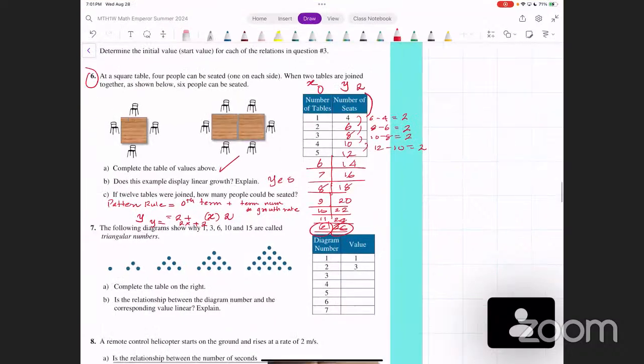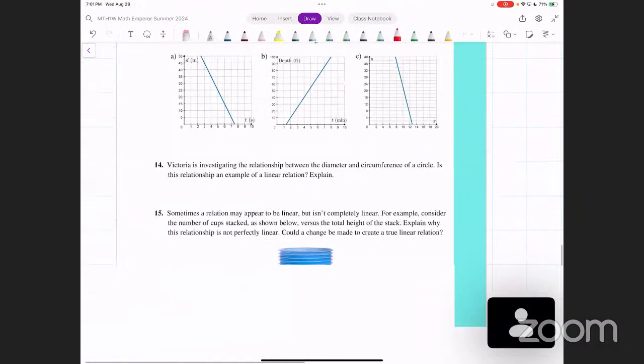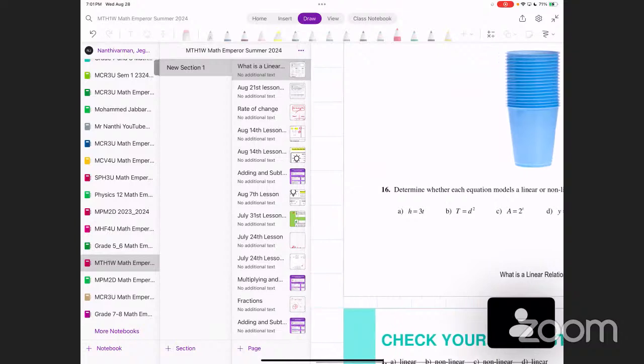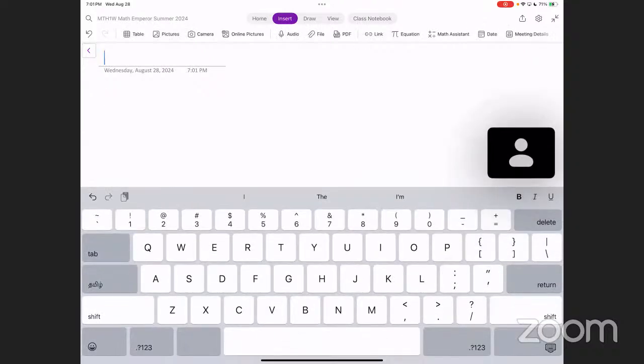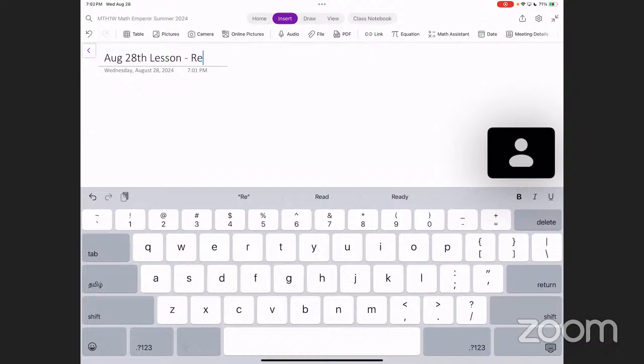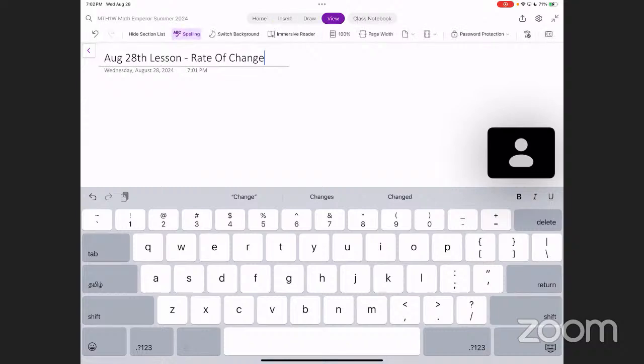All right, so this is the continuity of this lesson. So you guys need to do this as your homework. So this is going to be the August 28th lesson, and what I want to call this is rate of change. All right, so let me insert this file.